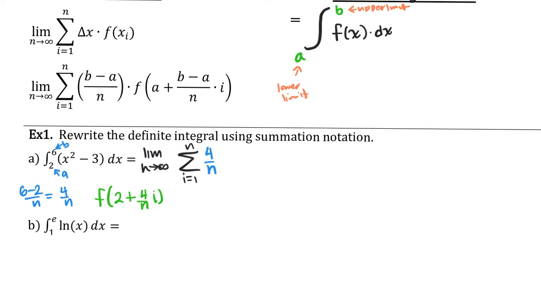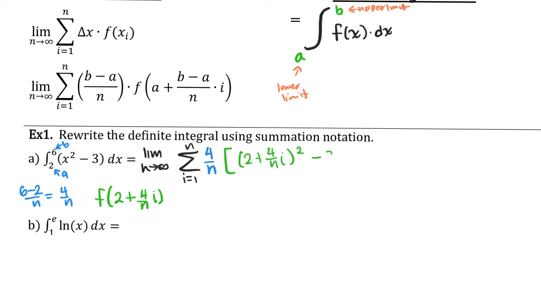What is f? Okay, well, f of x is whatever is here next to the dx. So this is my f. So I'm going to take the 2 plus 4 over n times i and plug it in for x right here. So I'm going to have this thing squared minus 3.